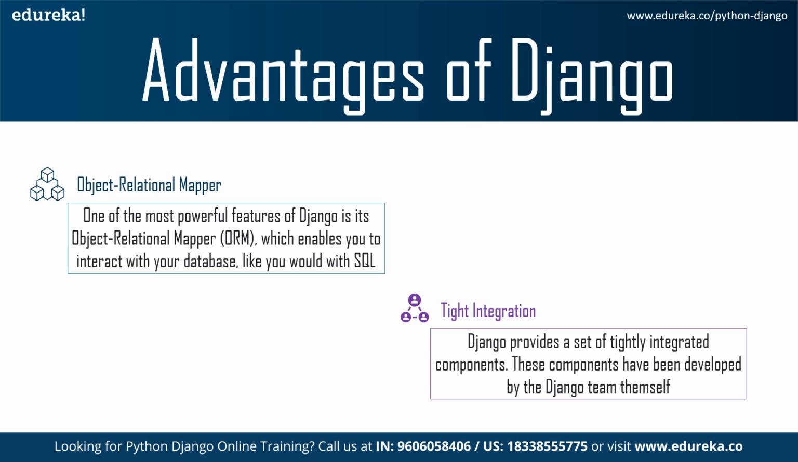The next advantage that we have is tight integration. You see, Django provides a set of tightly integrated components. All of these components have been developed by the Django team themselves. Django was originally developed as an in-house framework for managing a series of news websites. Later, its code was released on the internet and the Django team continues its development using an open source model.